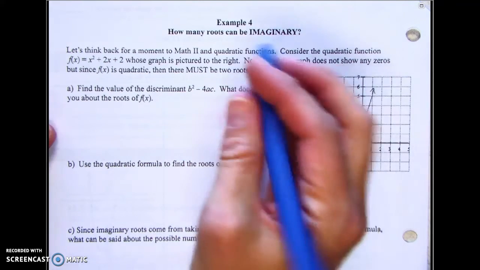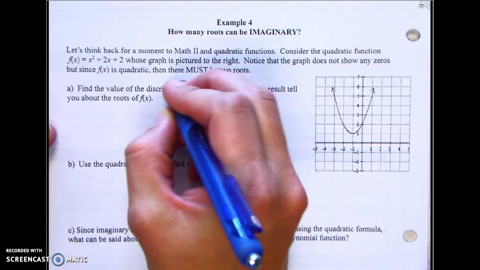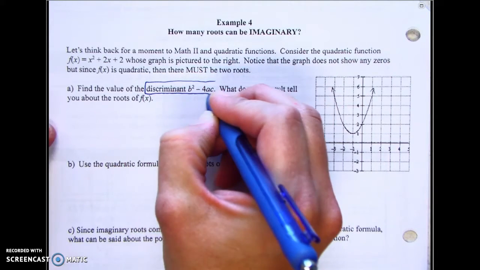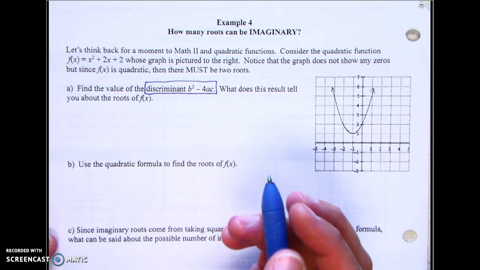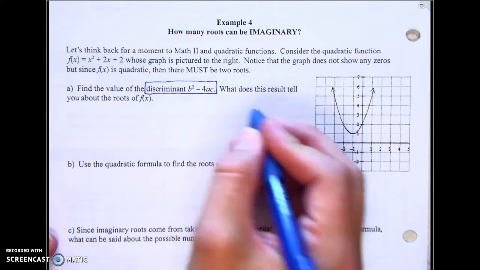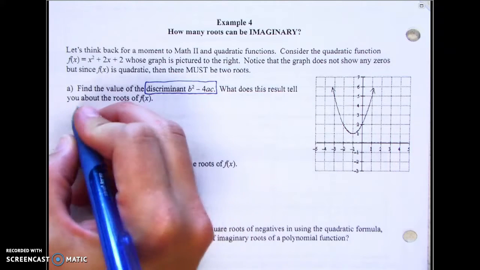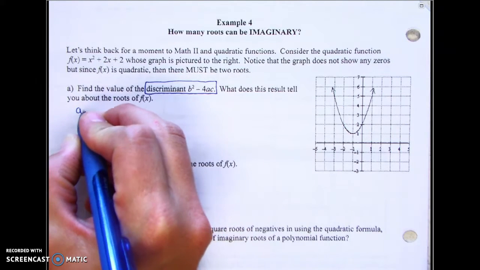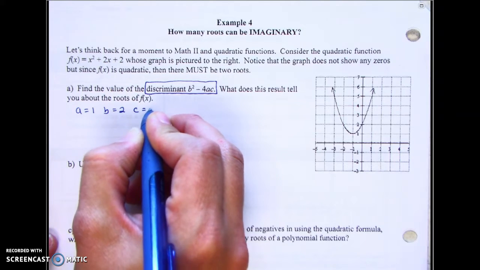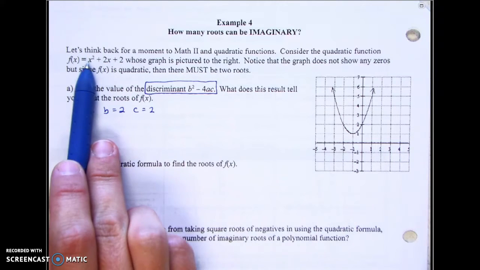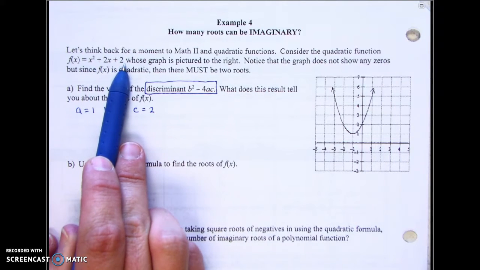Find the value of the discriminant. If you're wondering what the discriminant is, this is the discriminant, b squared minus 4ac. It should look familiar to you. It's the part underneath the square root in the quadratic formula. So for f of x, a is equal to 1, b is equal to 2, and c is equal to 2. We got that from a, b, c.